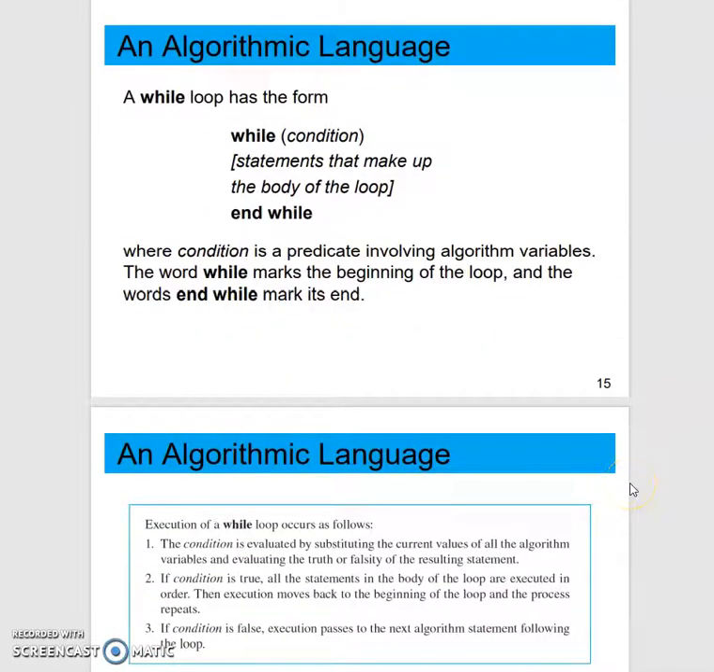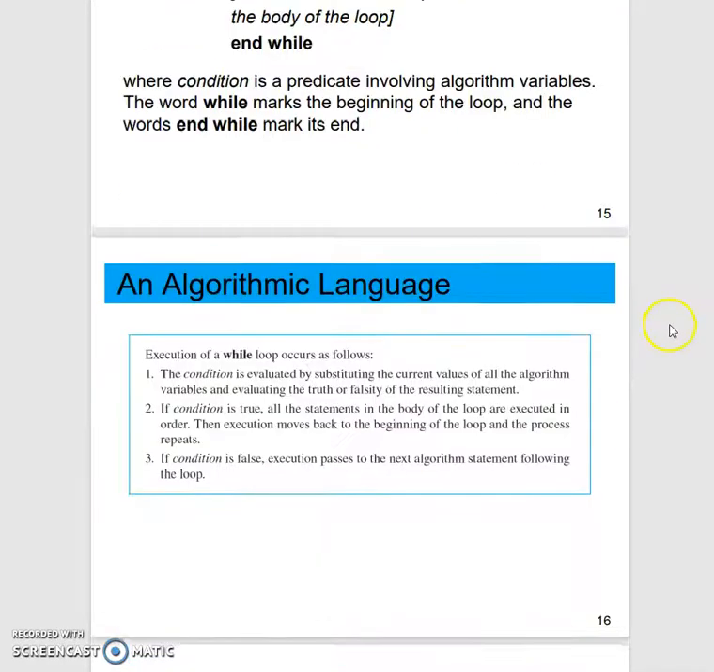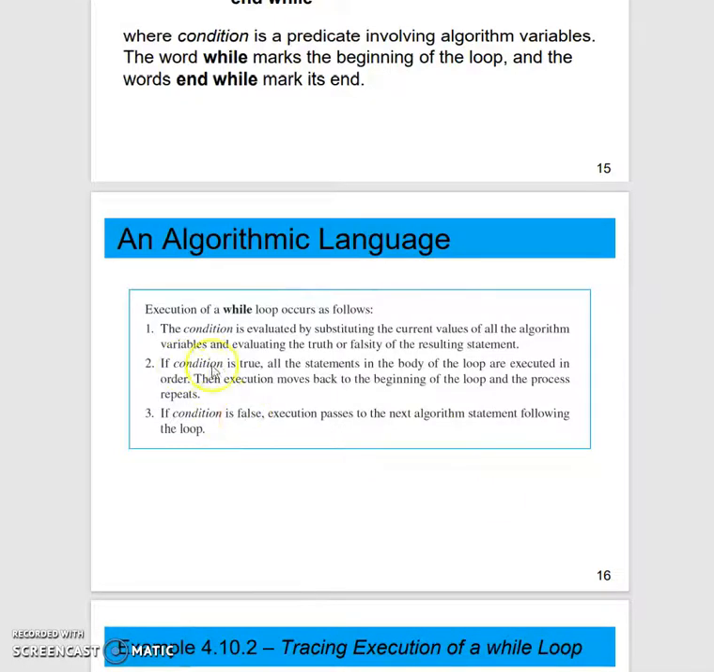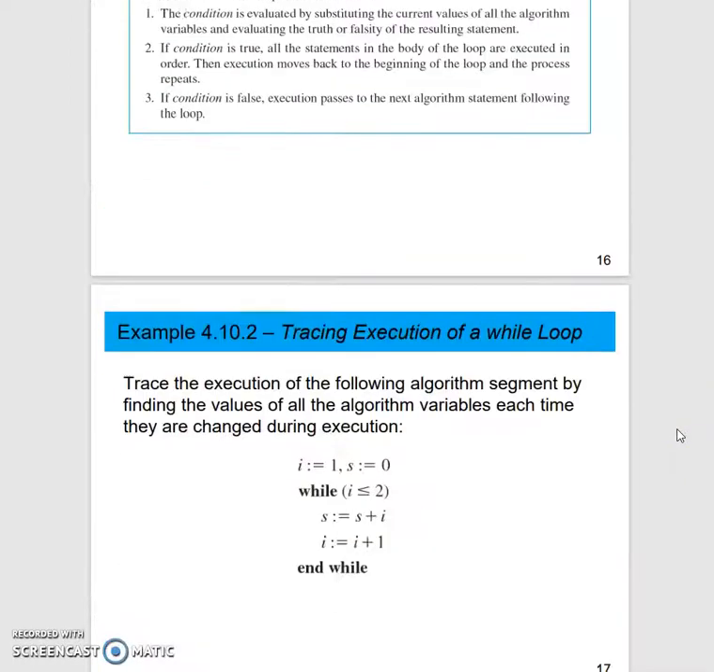We also have a while loop, and again, that is slightly different than an if-then, but it has some similarities as well. The word while marks the beginning, and if the condition is true, we go ahead and do it. If it's false, we just skip out of the loop. So these can sometimes be a little bit quicker and easier if that's what we want to do.